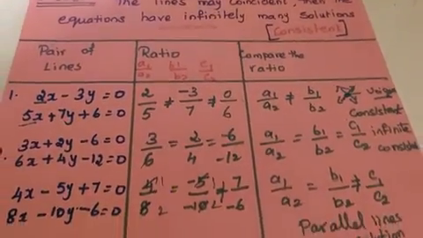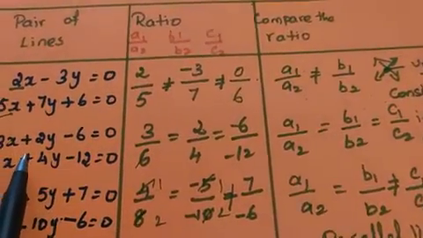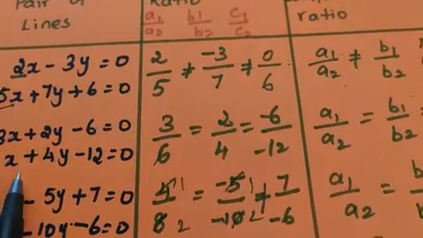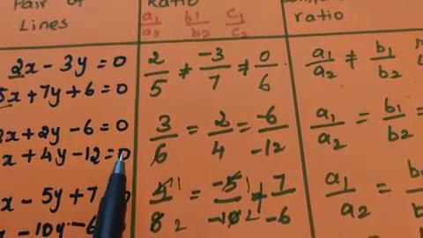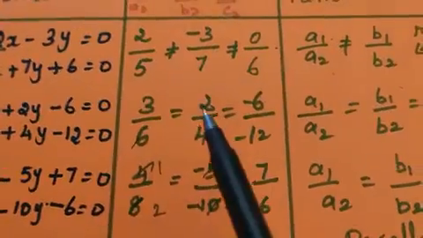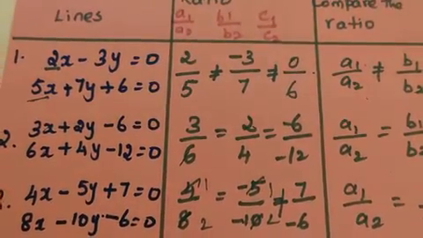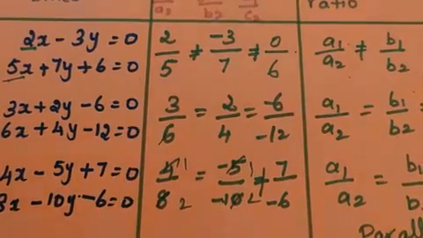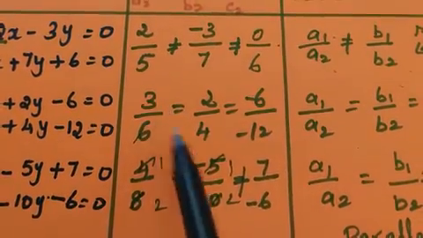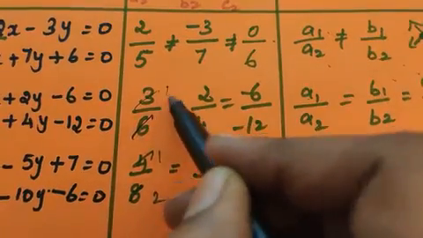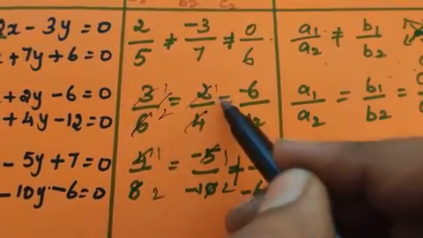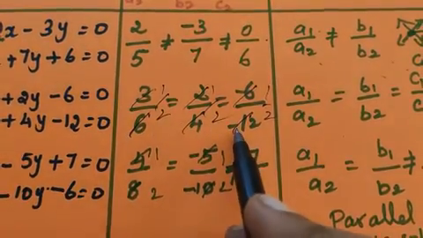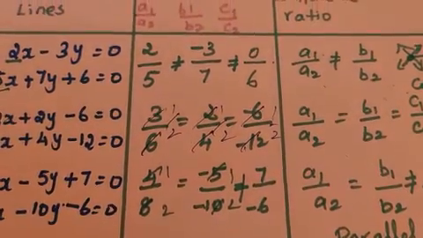Now in the second example, see, 3x plus 2y minus 6 equals 0. The second one, 6x plus 4y minus 12 equals 0. If you find the ratio of this one, 3 by 6 equals 2 by 4 equals minus 6 by minus 12. All will cancel and you will get 1 by 2 as the answer. So this is 1 by 2, and this is also 1 by 2. All are in the ratio 1 by 2.